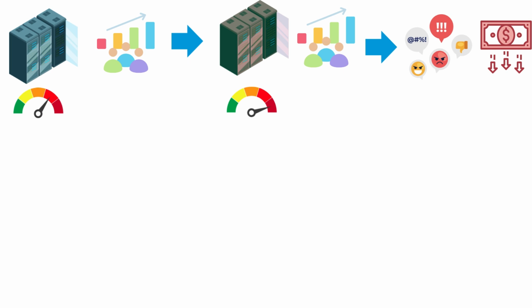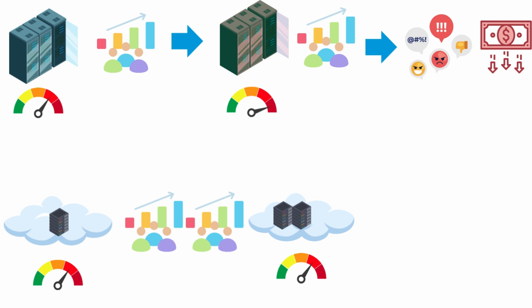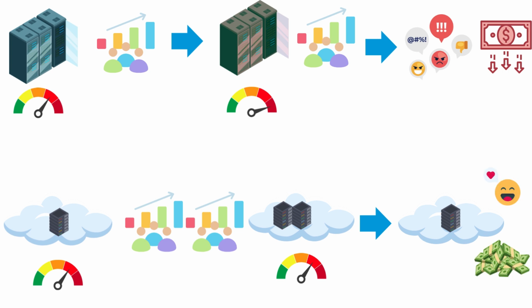Now, let's take the same company, but instead of a traditional data center, their systems are hosted in the cloud. If they've architected their cloud environment properly, they can automatically scale up to handle the influx of customers, ensuring the site remains fast and responsive. Once the campaign is over and demand normalizes, the system scales back down, reducing unnecessary costs. The result? Happy customers, and the business captures every opportunity without breaking a sweat.